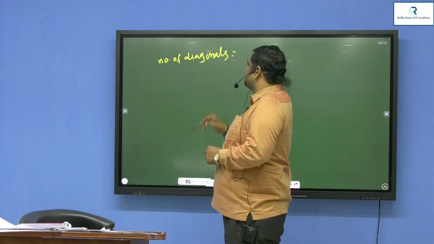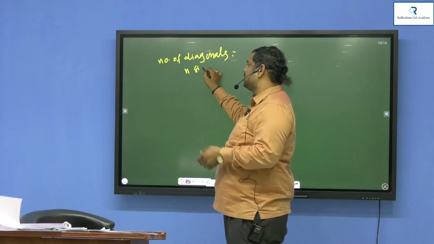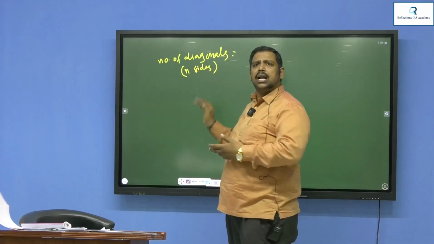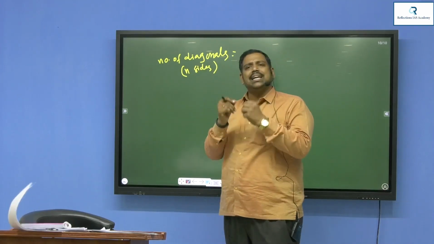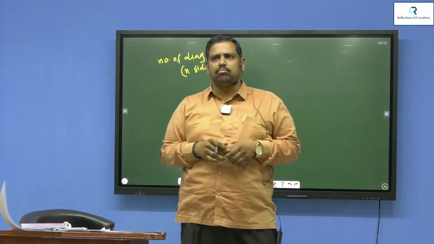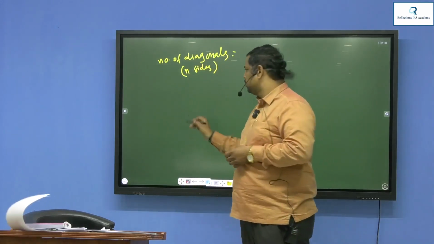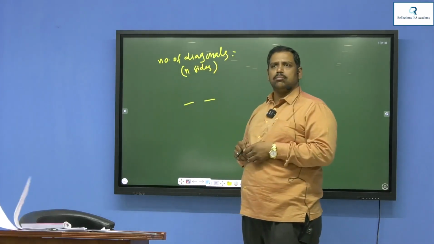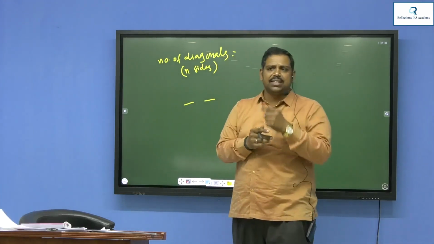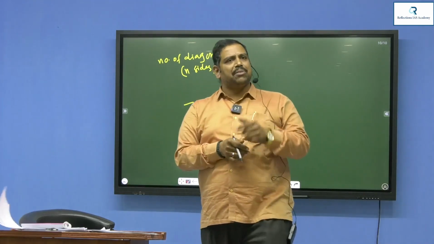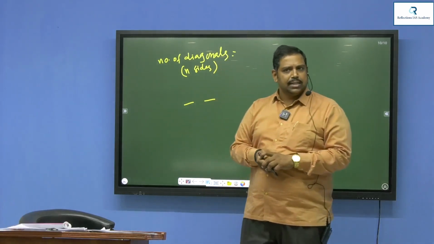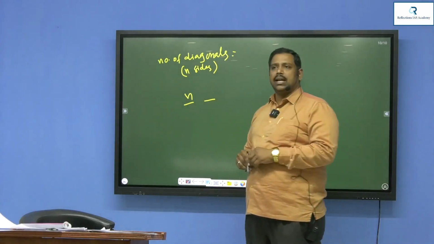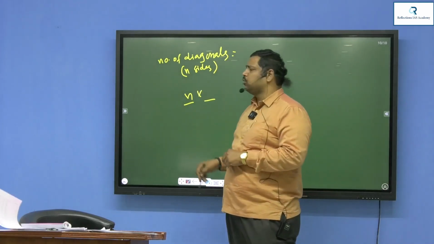Number of diagonals, with n sides or n vertices. You can give anything, n sides or n vertices. What you have to think is, how do you get a diagonal if you join 2 vertices? First vertex, second vertex. N sides means you have how many vertices? N vertices. The first one can be anything, yes or no? So how many ways can I select it? N ways. The work is not completed, so multiply.